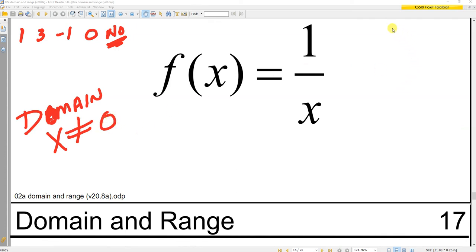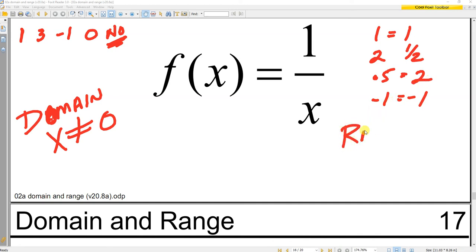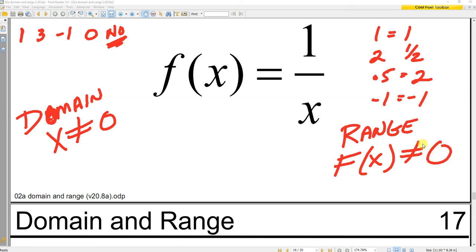Let's come over here to my range. Well, if I plug in a 1, out comes a 1. If I plug in a 2, out comes a half. If I plug in a 0.5, out comes a 2. So what if I plug in a negative? If I plug in a -1, out comes a negative. I can get negatives to come out. I can get positives to come out. I can get almost everything to come out, except, what can't come out of this thing? I can't get a 0 to come out of it. I can't put a 0 in because I break it. I can't get a 0 out because there's no way to get a 0 out.